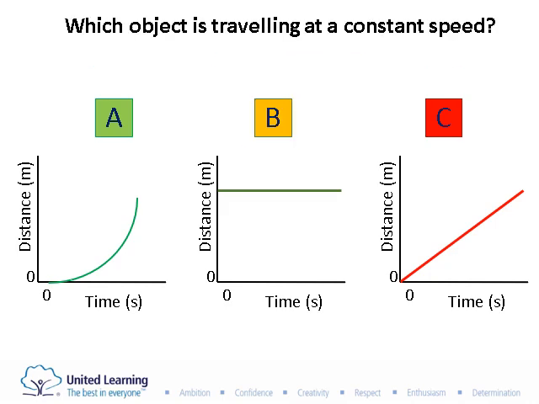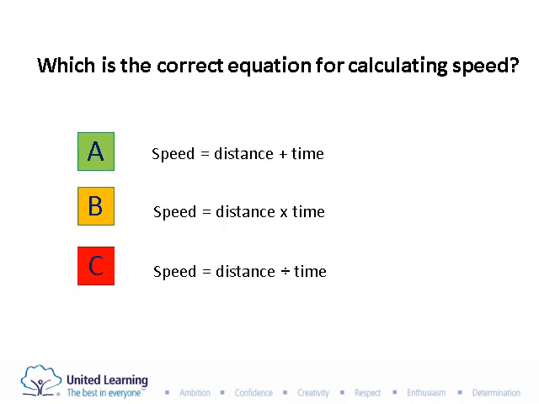Which object is travelling at a constant speed? It is, of course, graph C, because we've got that linear slope, which means we're covering the same amount of distance per unit time. What's the correct equation for calculating speed, please? 5 seconds. It is, of course, C, speed equals distance divided by time.